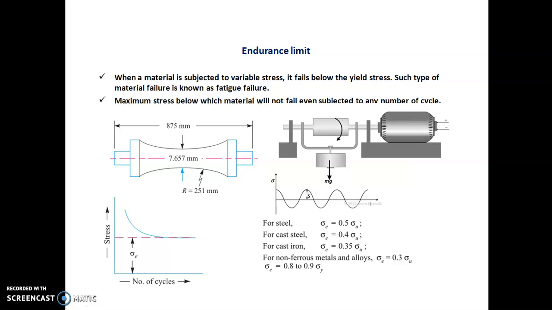We have to design the materials based on sigma minus 1, not on sigma Y, when the material is subjected to variable stresses. For steel, sigma minus 1 is 0.5 times sigma u. For cast steel, it is 0.4 times sigma u. For cast iron, it is 0.35 times sigma u.